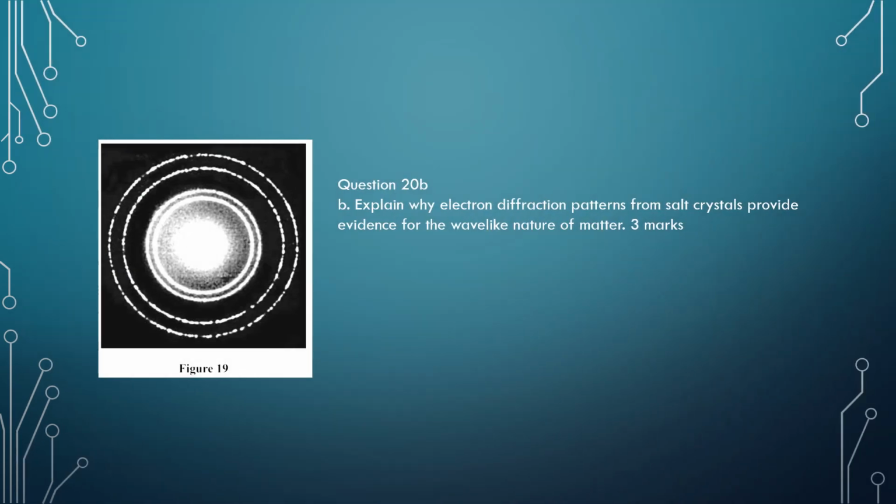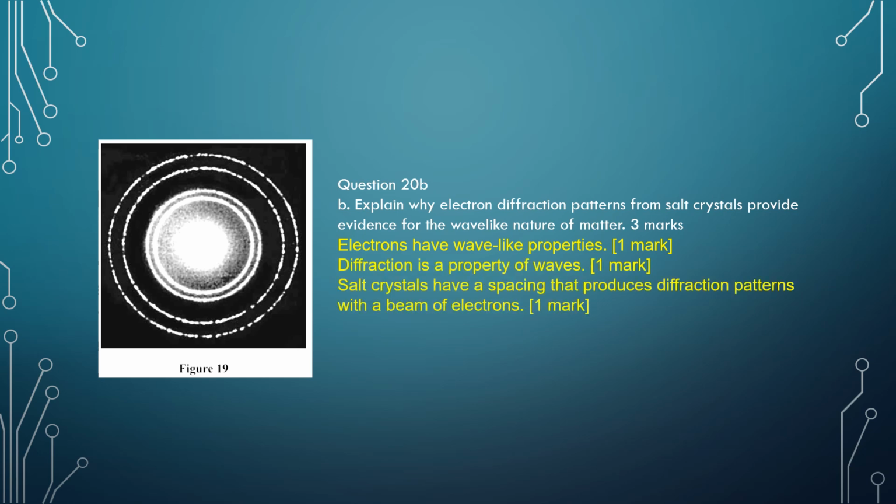Electrons have wave-like properties. Diffraction is a property of waves. Salt crystals have a spacing that produces diffraction patterns with a beam of electrons.